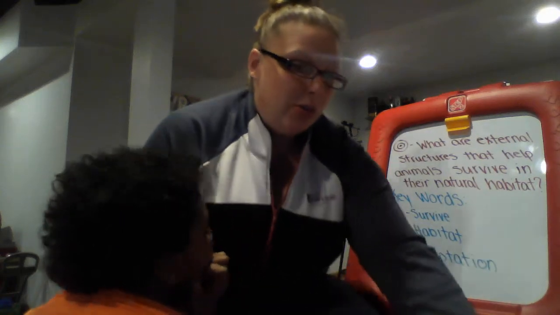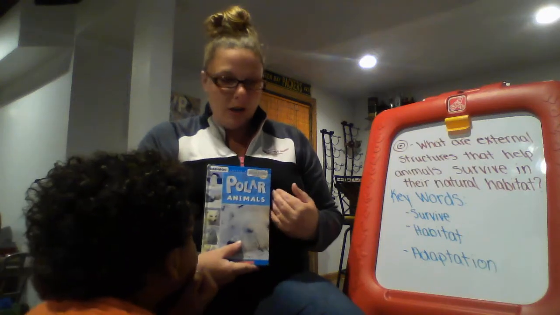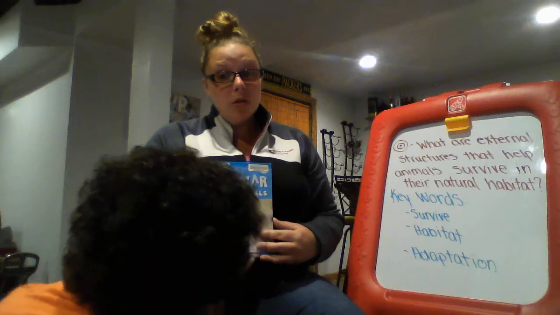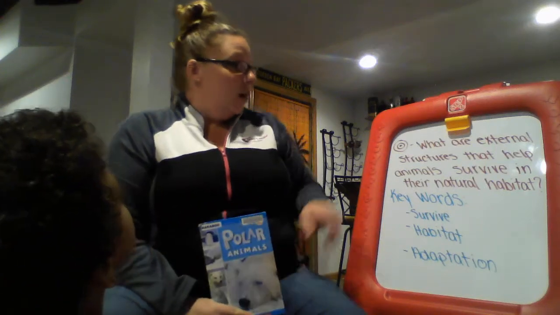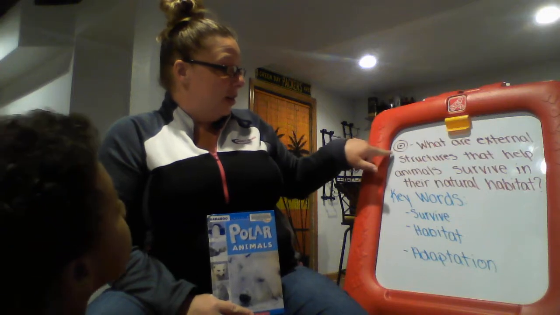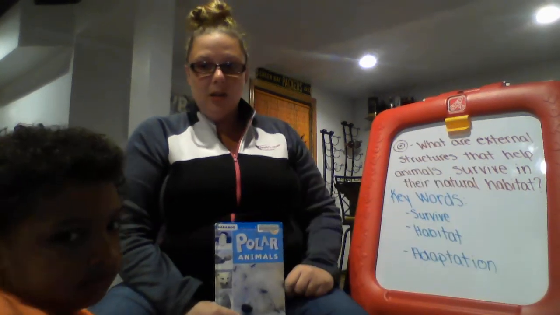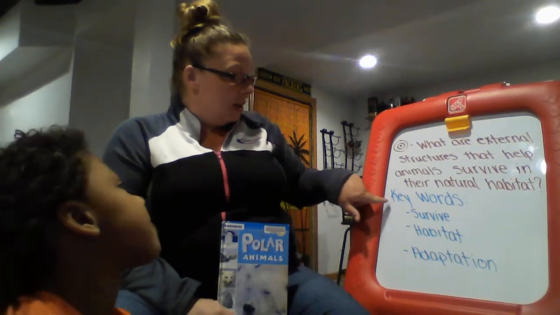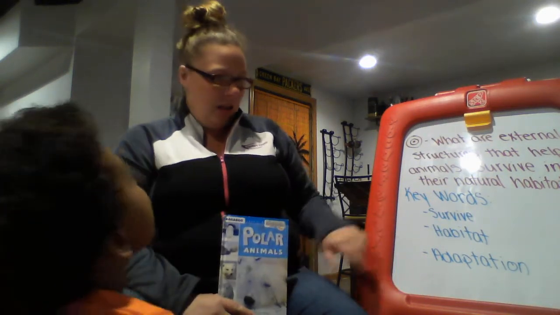Now today we're going to read another nonfiction book about polar animals, and polar is just another word for like the North Pole or the South Pole, meaning that it's cold. So these animals also live where it's cold. Our essential question or our target here is, what are external structures that help animals survive in their natural habitat? Now those are some pretty big words. Our keywords here that I want you to focus on as we're reading this book are survive, habitat, and adaptation.